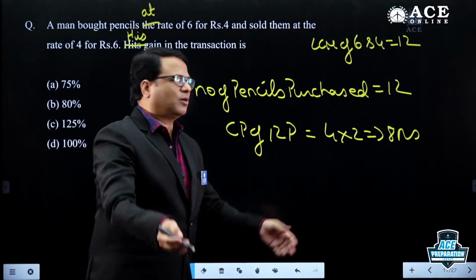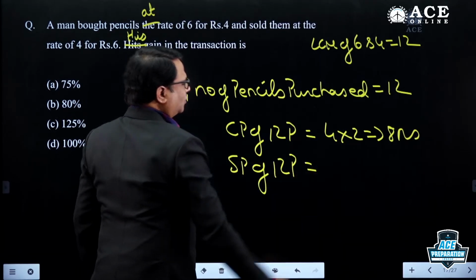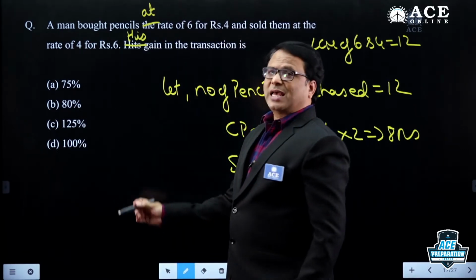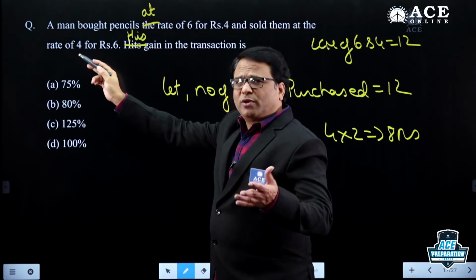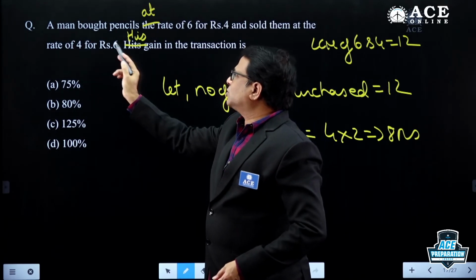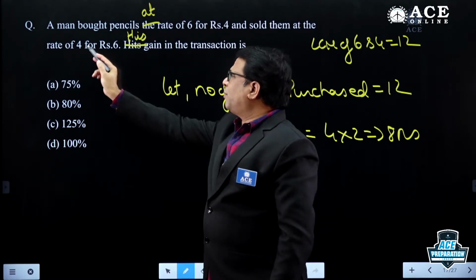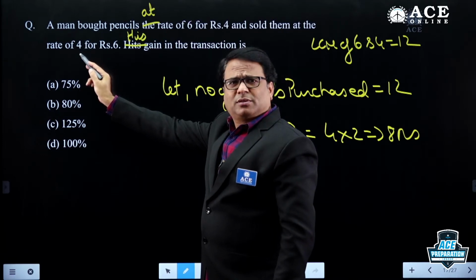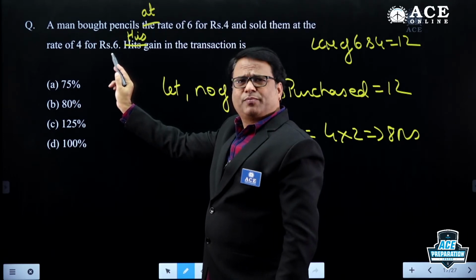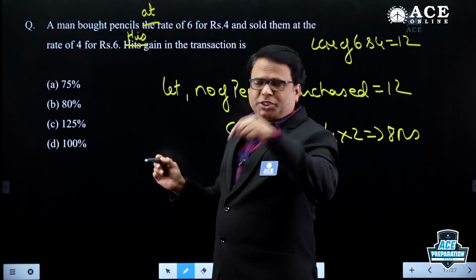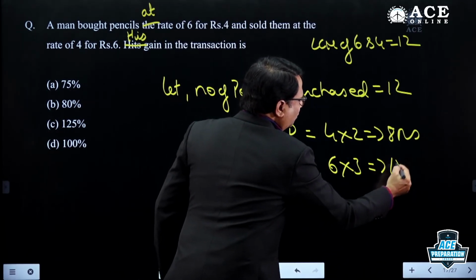Now what is the selling price of 12 pencils? He is selling 4 pencils for 6 rupees. Now there are 12 pencils. That means the number of pencils is becoming 3 times. When the number of pencils becomes 3 times, the price will also become 3 times. And 3 times 6 is how much? 18. So I write the selling price of 12 pencils, 6 into 3, 18 rupees.